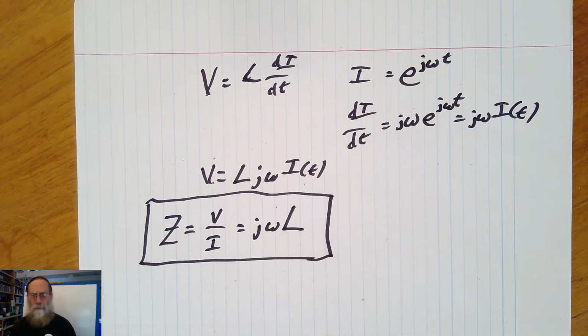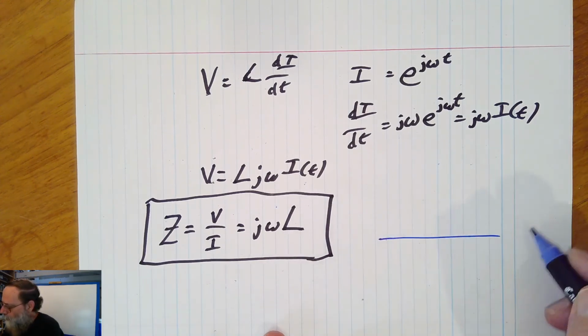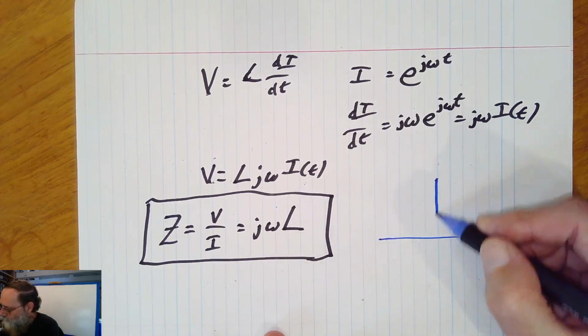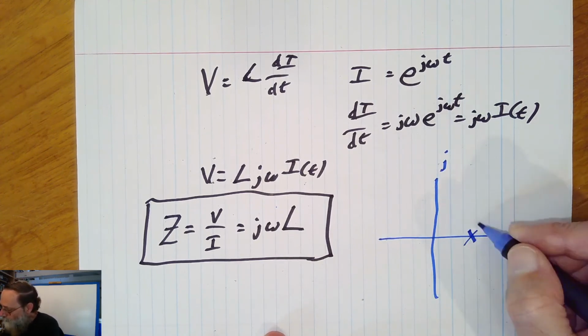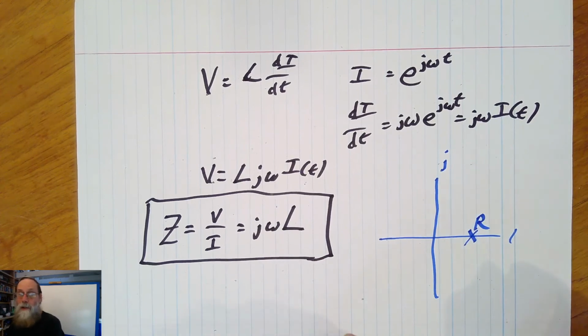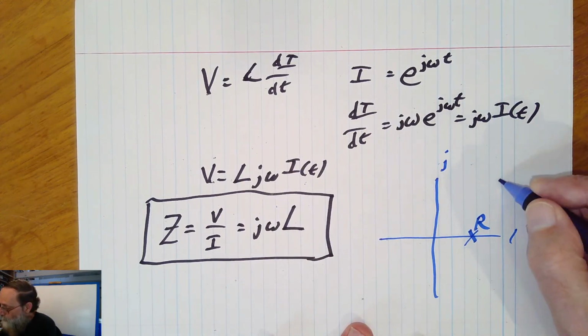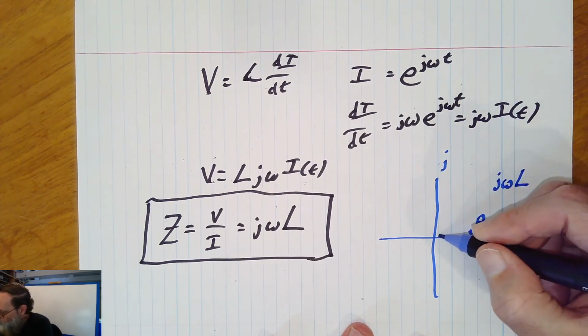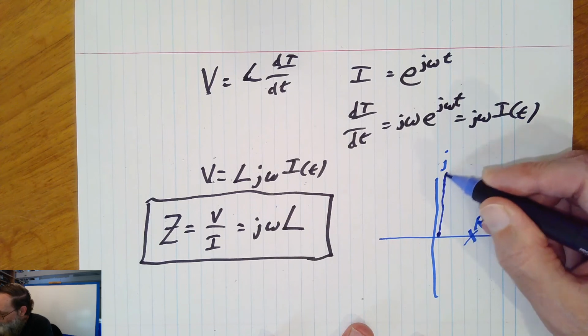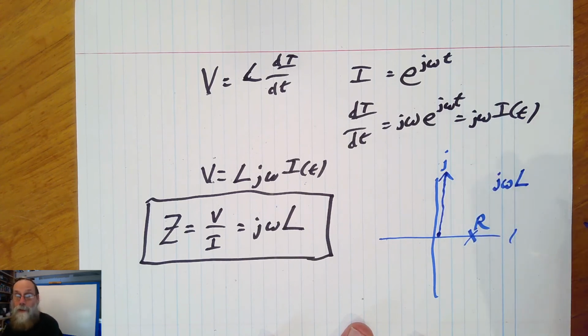Let's take a look at what we've got in the complex plane here. If we take the real axis and the j axis, if we have a resistor, that's just a constant position on the real axis, doesn't change with frequency. If we have an inductor with impedance j omega L, well, that's going to start here at 0 and go up with increasing frequency.